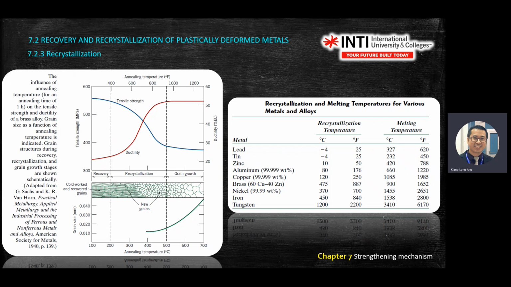This diagram is very important. You should be able to draw what is the recovery stage, what is the recrystallization stage diagram, and the grain growth diagram. Recovery, recrystallization, and grain growth. These are the three processes that you should be able to draw or illustrate with a diagram.